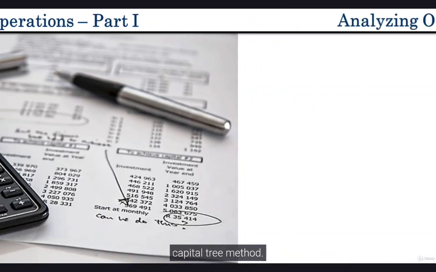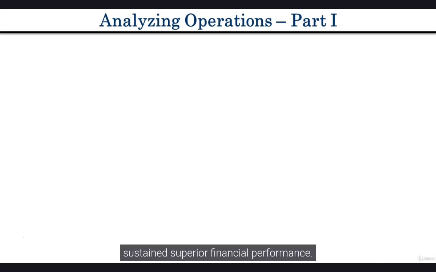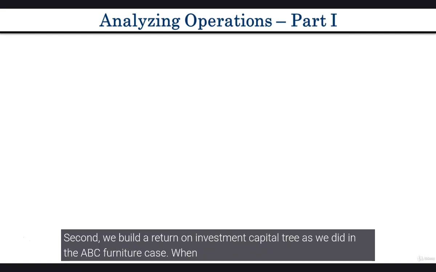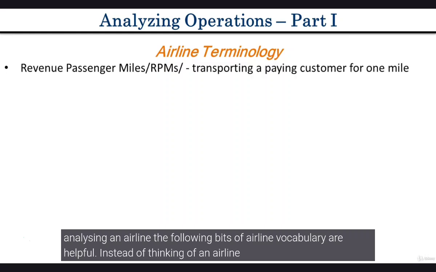The first step in our analysis is to identify firms in an industry that have demonstrated and sustained superior financial performance. In the case of the US airline industry, the prime candidate for a success story is clearly Southwest Airlines. Second, we build a return on investment capital tree as we did in the ABC Furniture case. When analyzing an airline, the following bits of airline vocabulary are helpful.